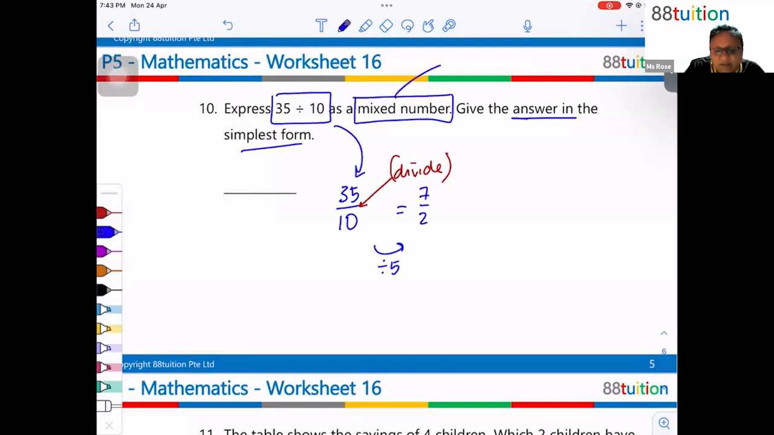What is a mixed number? Mixed number means I must have a whole number plus a proper fraction, not any ordinary fraction, but it must be a proper fraction. It cannot be an improper fraction, right? So I can write it down as, can anyone give me an answer?